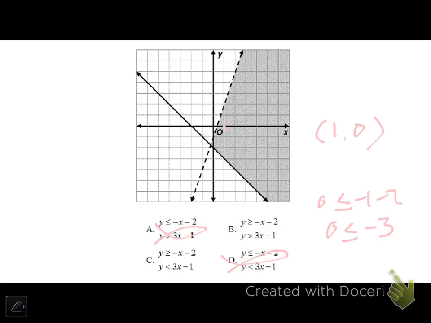Let's plug it into C now. 0 is less than or equal to, well, we don't have to do the first one because they're both the same here. So 0 is less than 3 times 1 minus 1. 0 is less than 3 times 1 is 3, minus 1 is 2. So C is my answer.